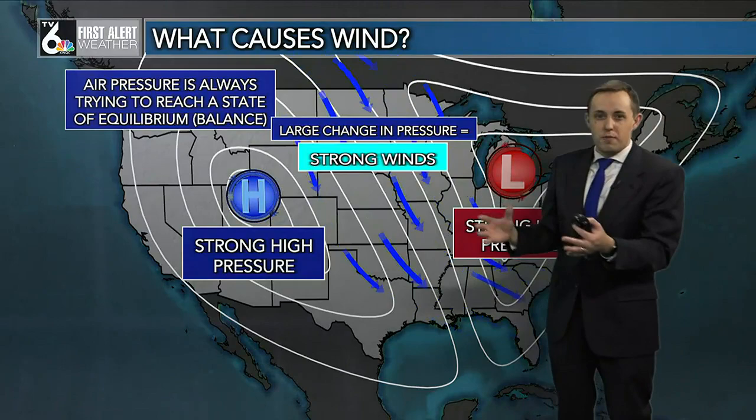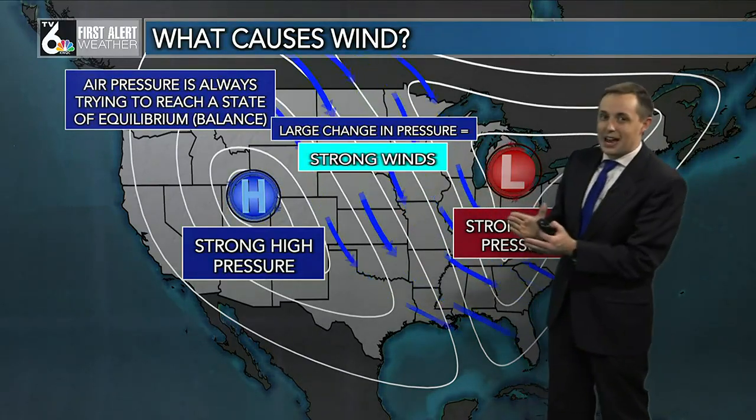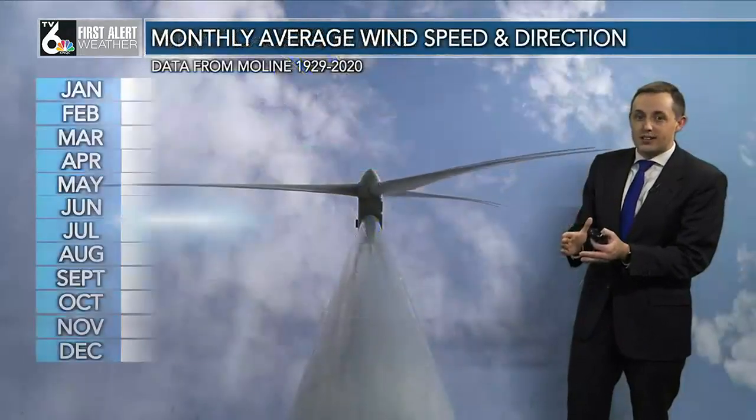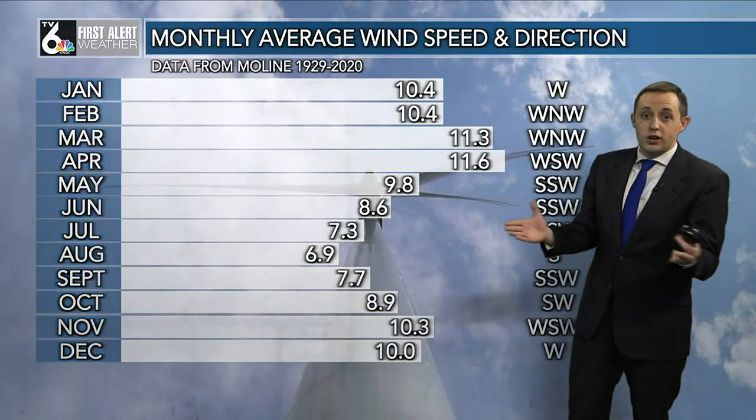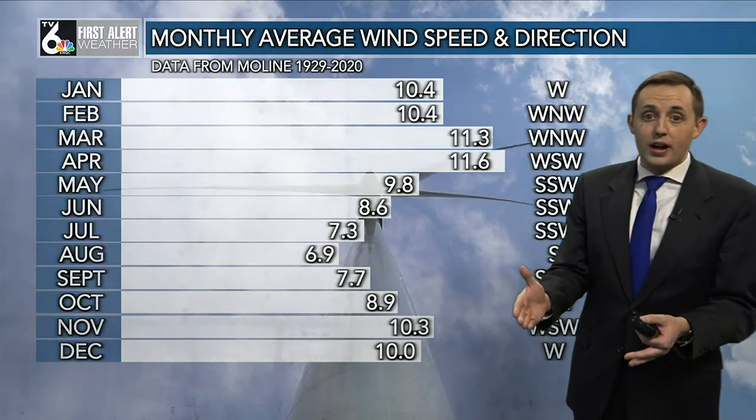So anytime you see a weather map with isobars, these are lines of equal pressure. Anytime those are closer together, that's where we have that tighter pressure gradient, and that's where we get the windier days.